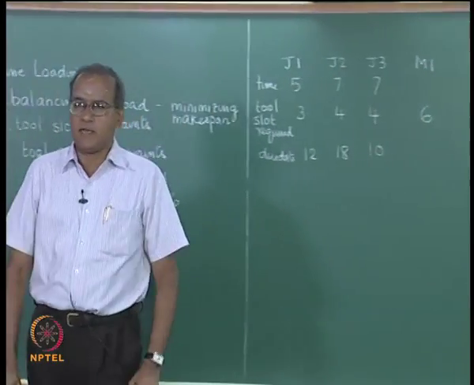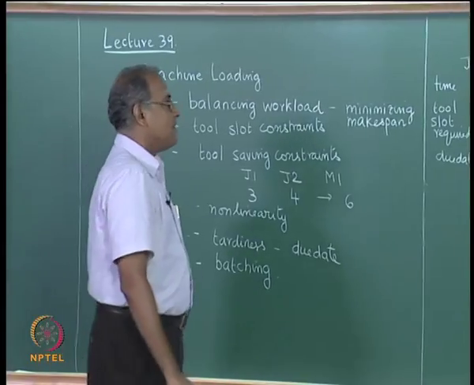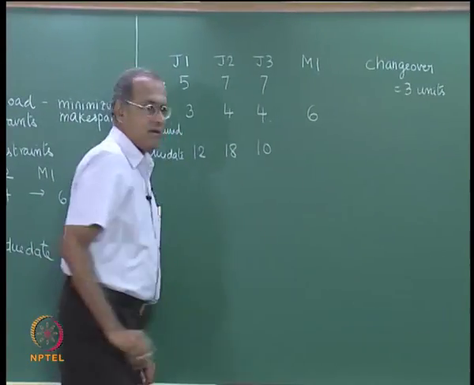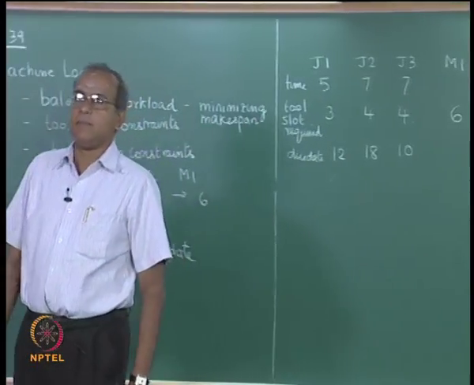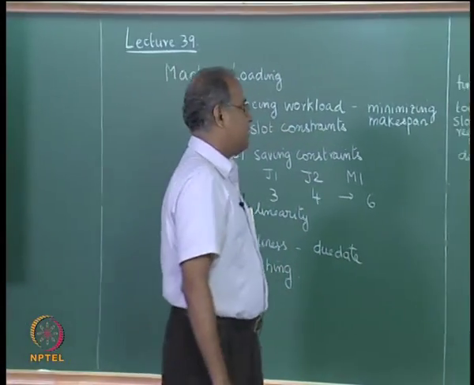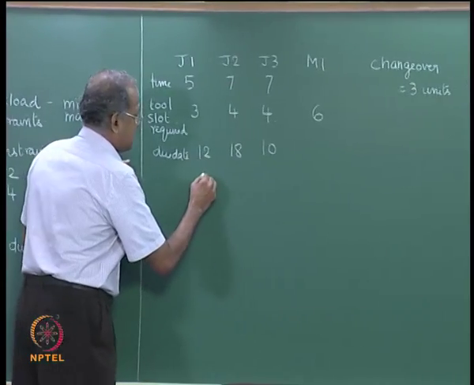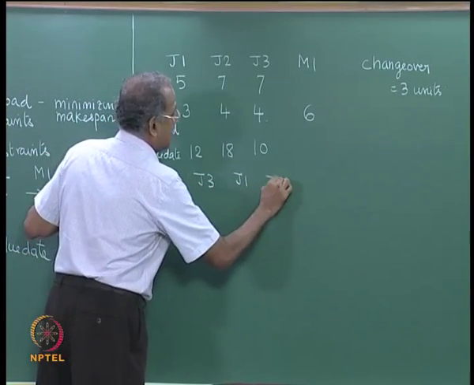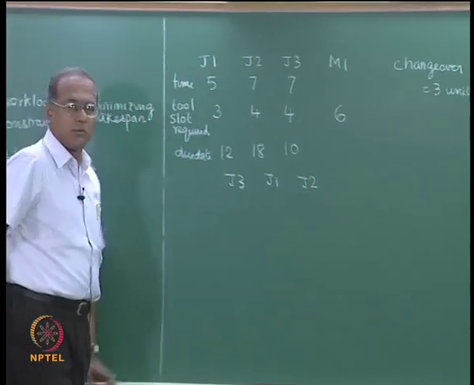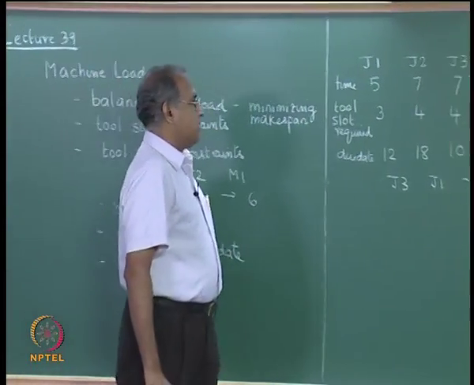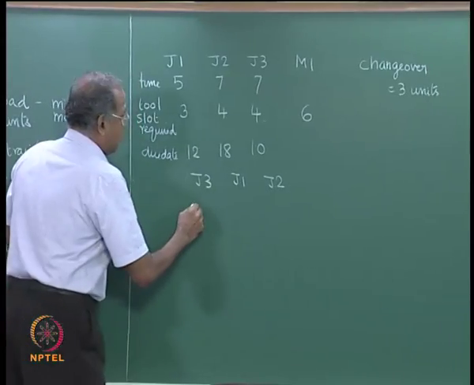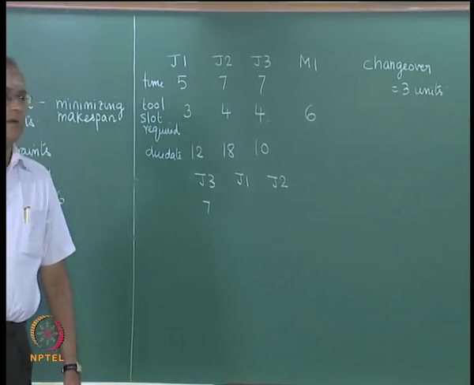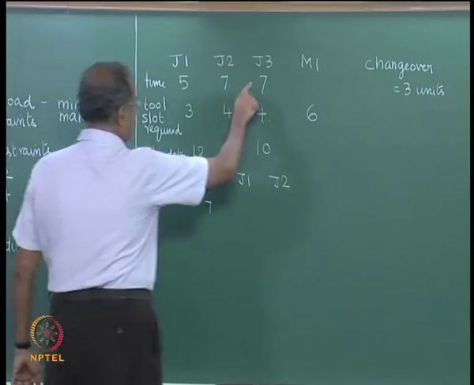Changeover is 3 time units. Now, the due dates are 12, 10 and 18. So, if we arrange them based on earliest due date, then we will do J3 first, then we will do J1 and then we will do J2. Now, J3 will be over at time equal to 7, because it takes 7 units of time.